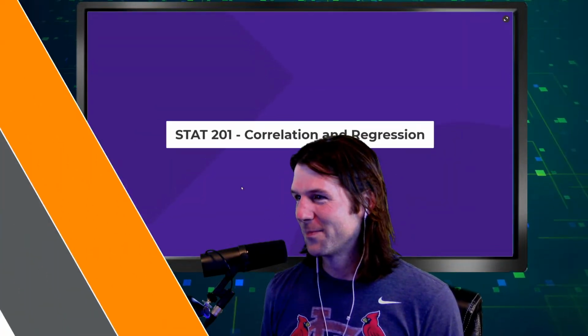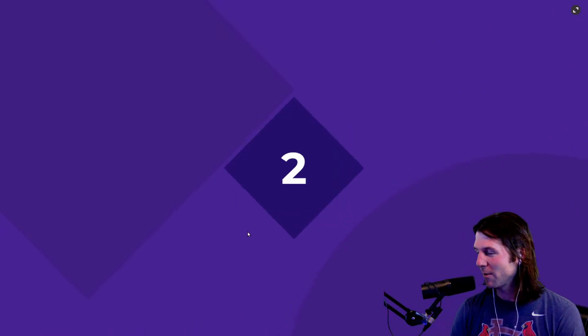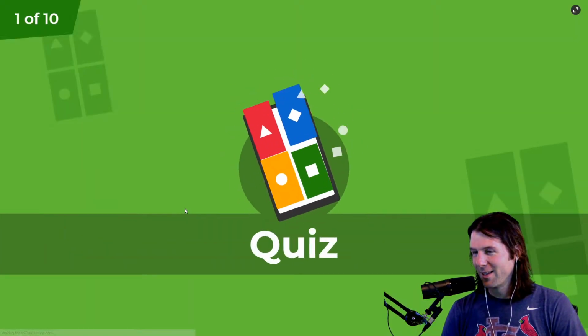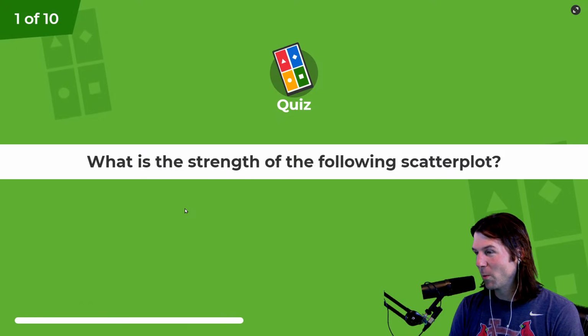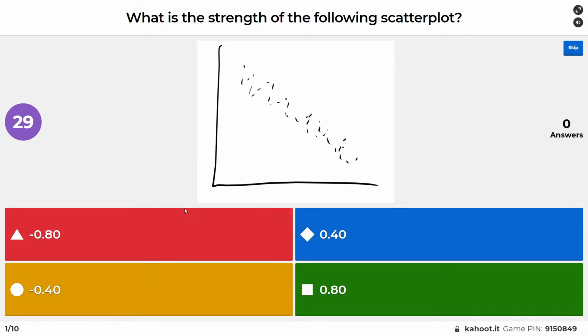All right, let's go to the main screen. This week we're covering regression and correlation, and let's see what everyone knows. What is the strength of the following scatter plot? Now, scatter plots show a strength, direction, form, and unusual features. There should be some of these that jump out to you immediately. Hopefully everyone gets this one correct.